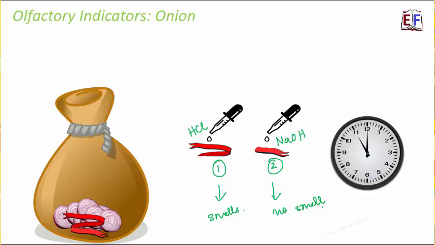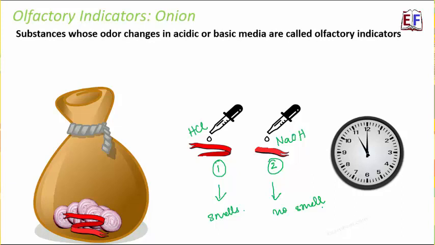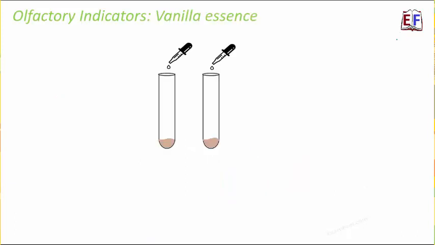There is a change in smell when it is a base, but there is no change in smell when it is an acid. So these kinds of substances whose odor changes in acidic or basic media are called olfactory indicators, and onion is one example of an olfactory indicator. Another example is vanilla essence. We often use vanilla essence when we bake a cake. It gives a very nice fragrance, right?